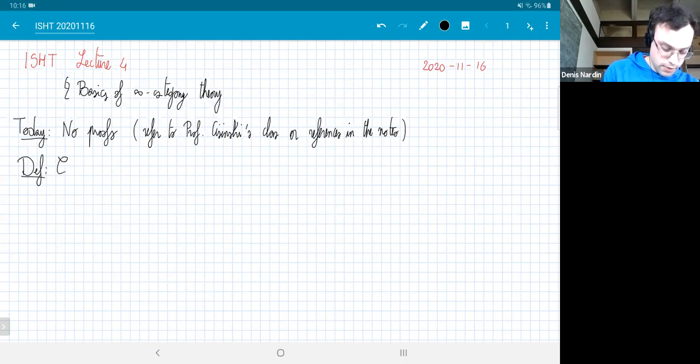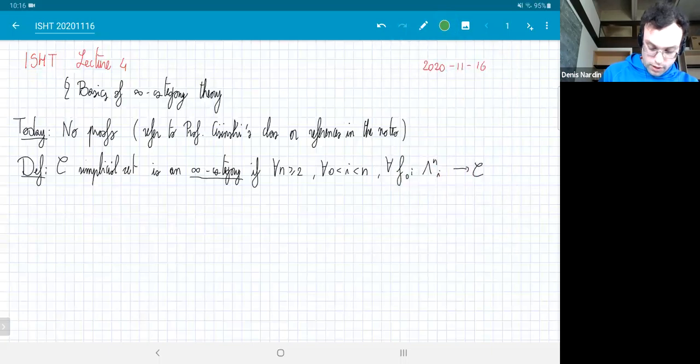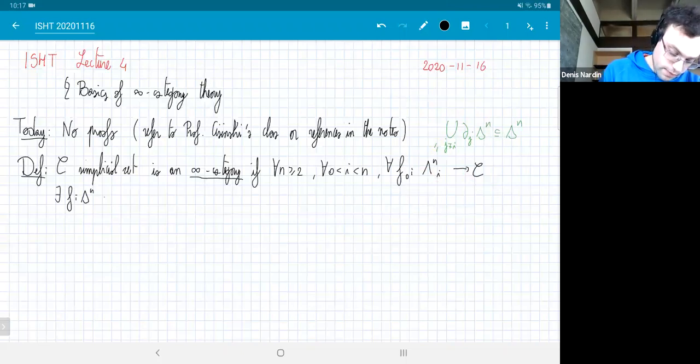So we have C, a simplicial set. We decided to call it an infinity category if for every n greater or equal than 2, and for every i between 0 and n, and for every map f0 from the inner horn into C, and remember, this was the union for all j different than i of the jth face of delta n inside delta n, for every such map, there exists f from delta n into C extending f0.